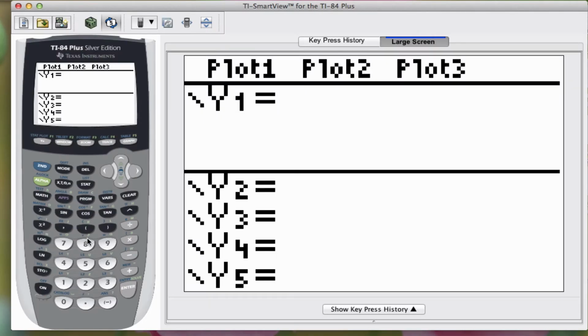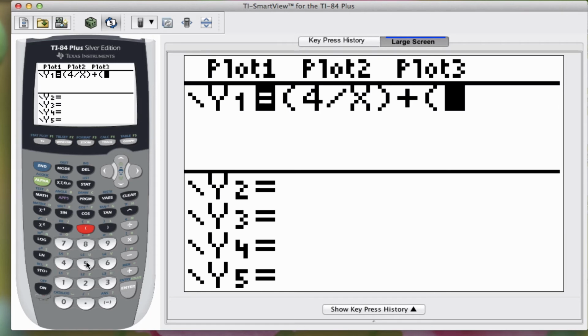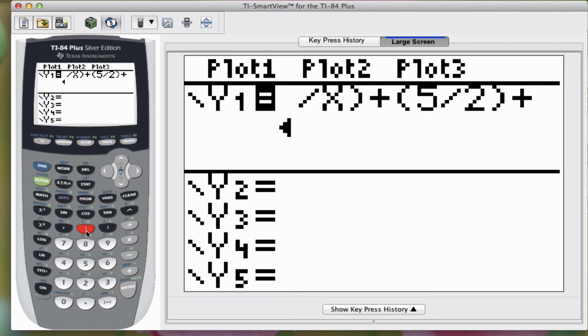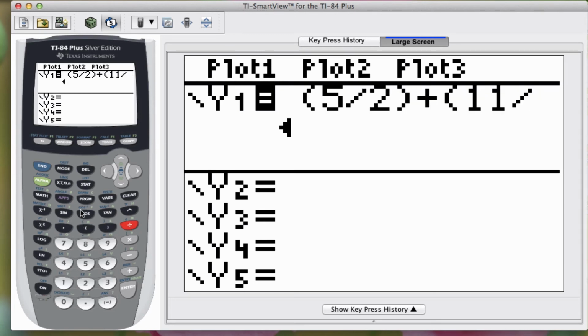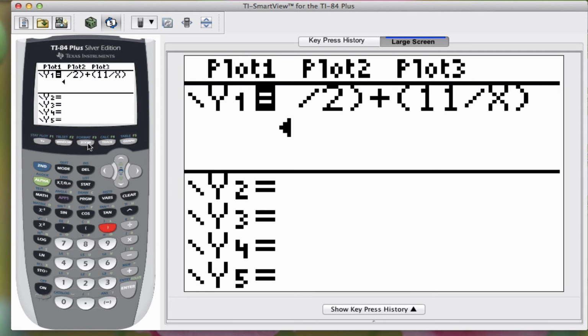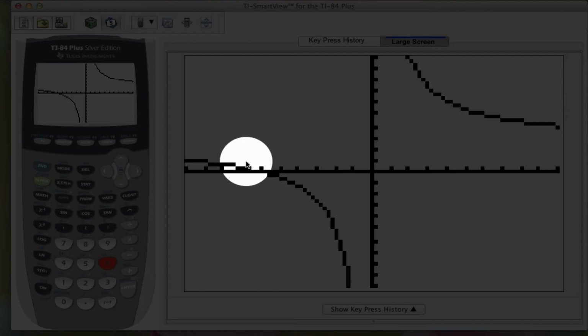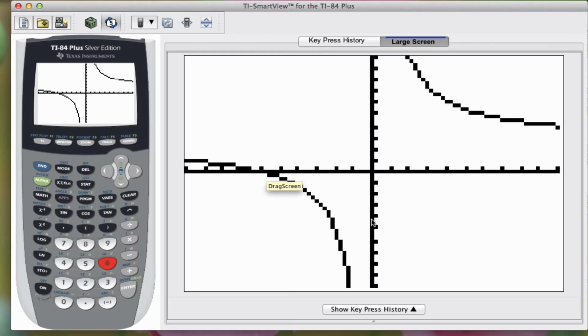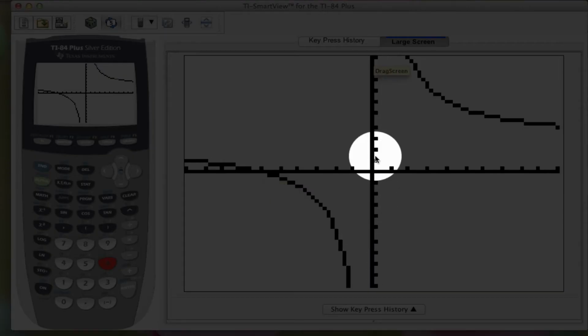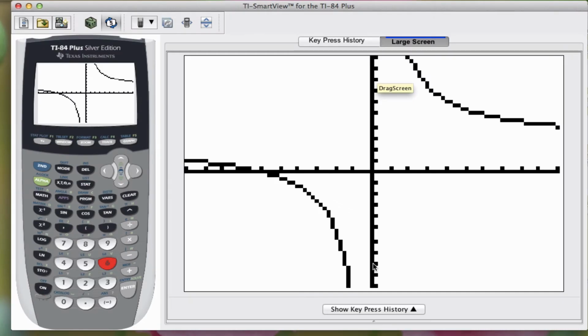Now we're going to go ahead and graph this. So I'm already in y equals, and I'm going to do 4 divided by x plus 5 divided by 2 plus 11 divided by x, because I had to get my equation set equal to 0. And I'm going to press zoom 6 here. And we can see that it appears that it crosses at negative 6, and that was our answer. I can also see that it appears that it does not touch x equals 0, which would be the asymptote.